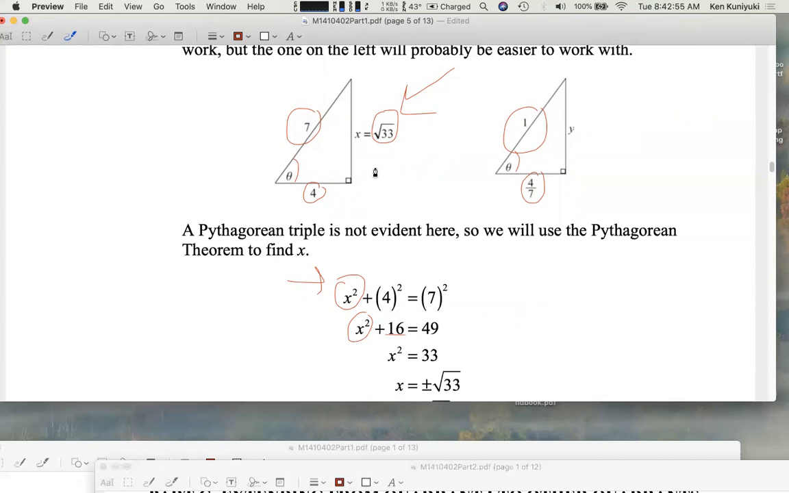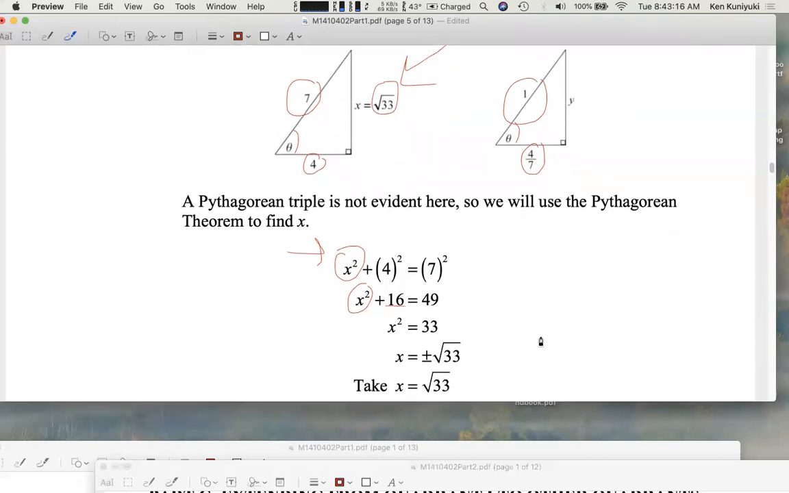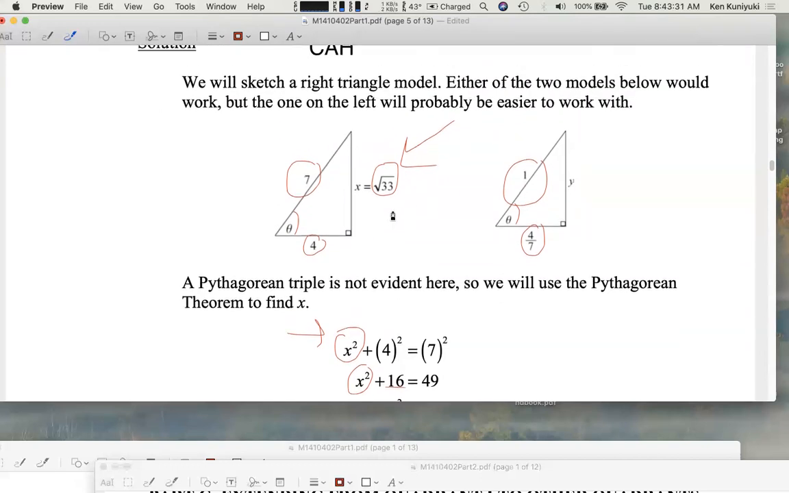For example, if this were a triangle in quadrant 3 or quadrant 4, we'd put a negative root 33 down here or down here to label the side. But since theta is acute, we always take the positive number for our indicated signed length. Okay, so we take x equals root 33, which is simplified. Again, if we have 4 meters here and 7 meters here, this would also be in meters. For right now, I'm not worried about units. So we know now that this missing side length is root 33, meters or whatever.